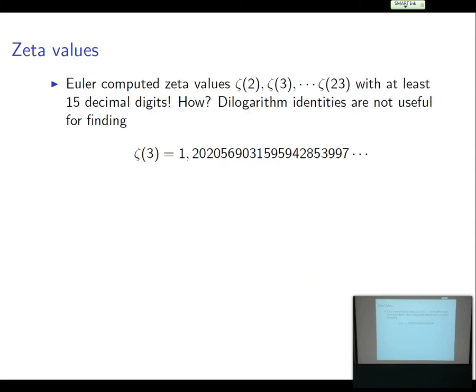But Euler knew much more about zeta values. Let me just give you another number just to intrigue you. For example, if you open any of his books in calculus, you can read the values of zeta functions at 2, 3, up to 23 with at least 15 decimal digits. So it's clear that, for example, this zeta of 3 is more or less from his book. It's clear that you cannot use those dilogarithm functions to compute such things.